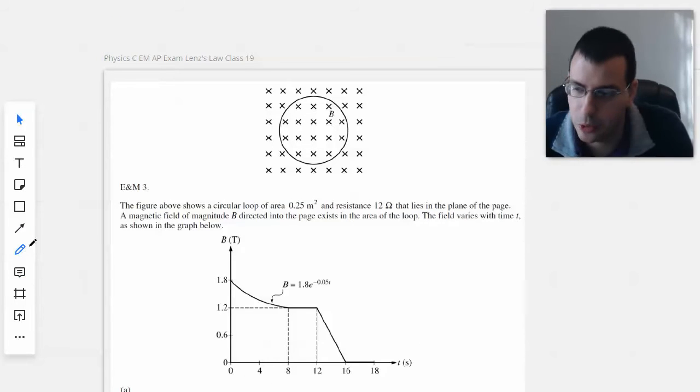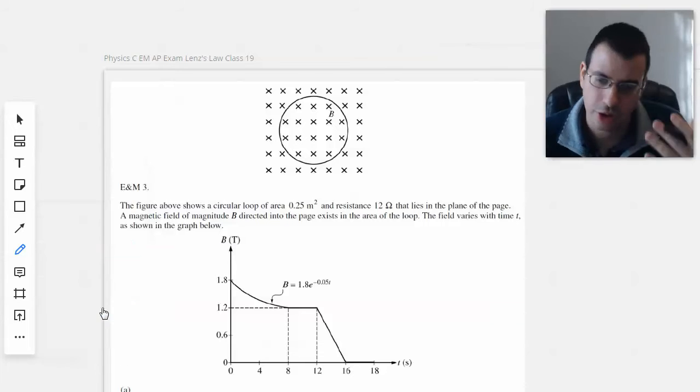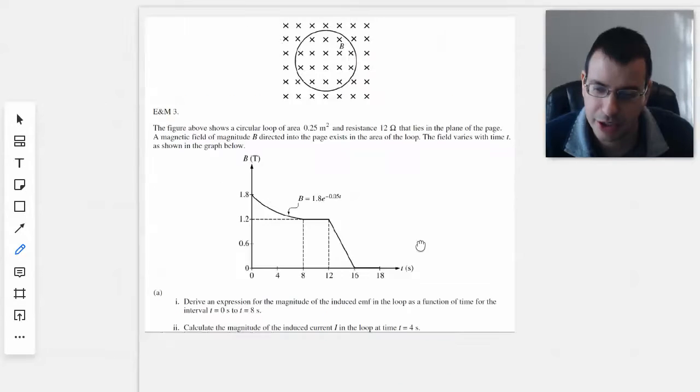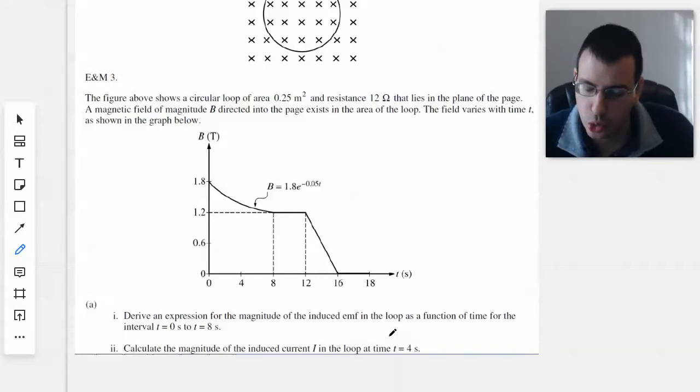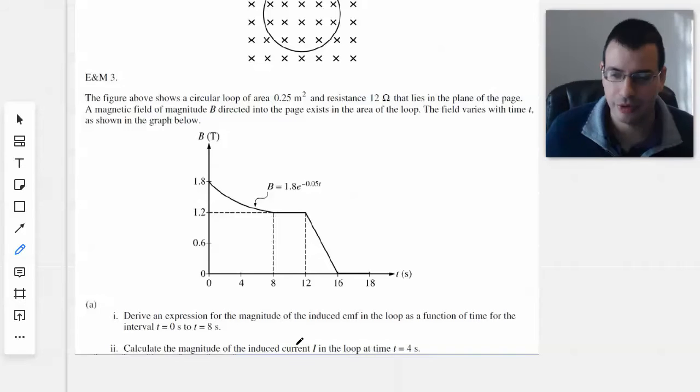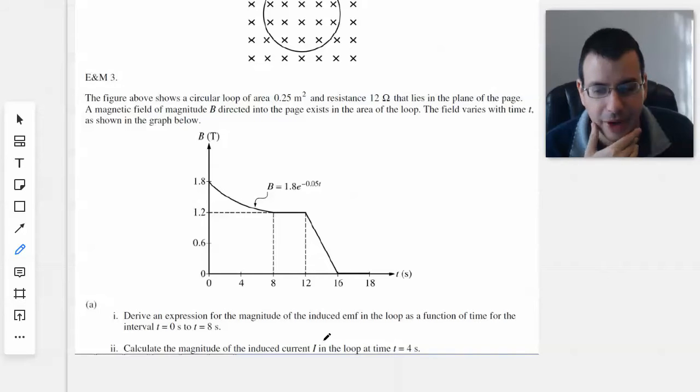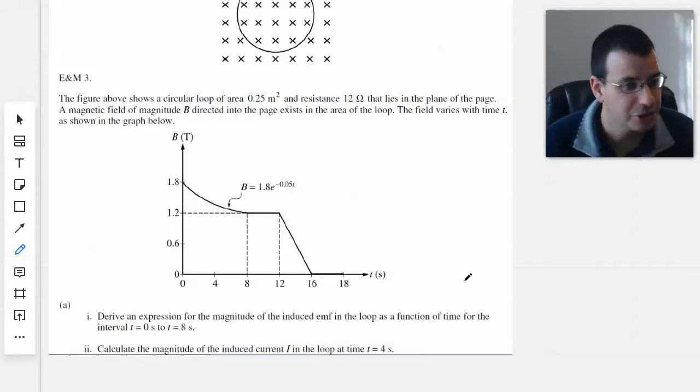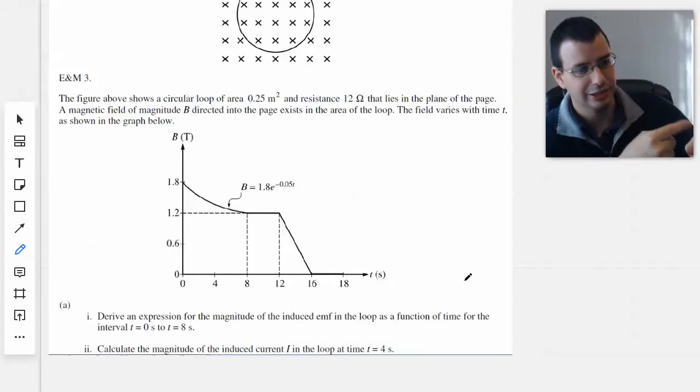Focus. Don't panic. Okay. Derive an expression for the magnitude of the induced EMF in the loop as a function of time for the interval. At some point, so many words just kind of go through.